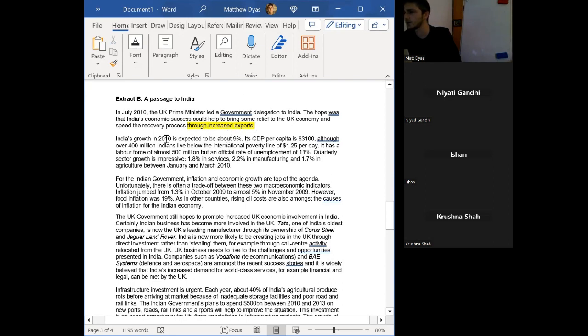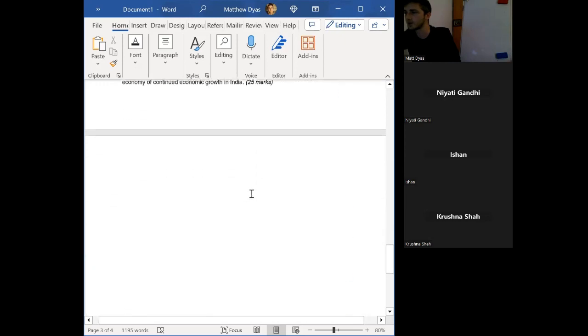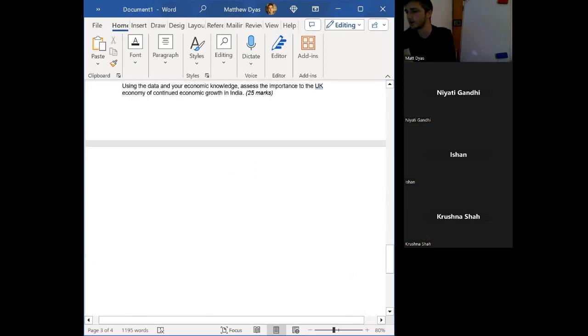That's of course because if India grows, that literally means they've got more income. If they've got more income, they can buy more UK goods, more exports for us, more aggregate demand. That's our point one. That's immediately, very easy. Point one, increased AD for UK.